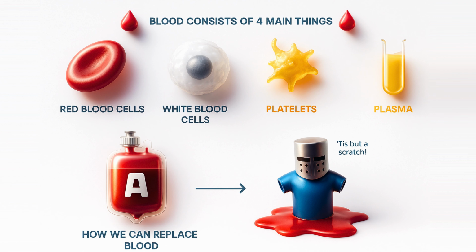Our blood is composed of four main components, namely red blood cells, white blood cells, platelets, and plasma. In this explanation, we will explore each of these parts in detail and also examine how blood can be replaced in situations where a person does not have enough of it.